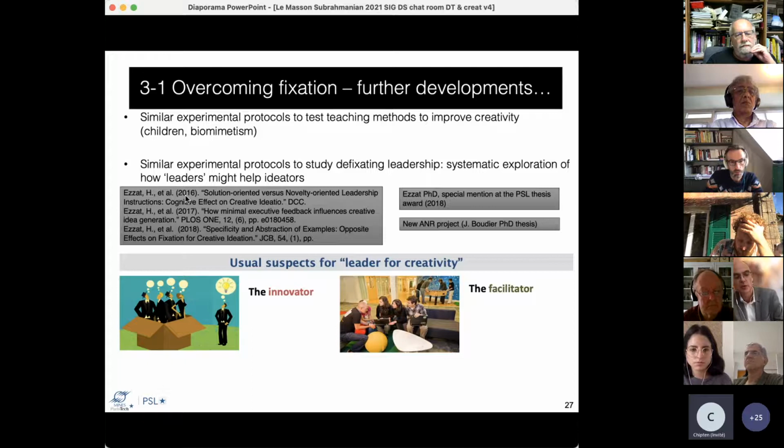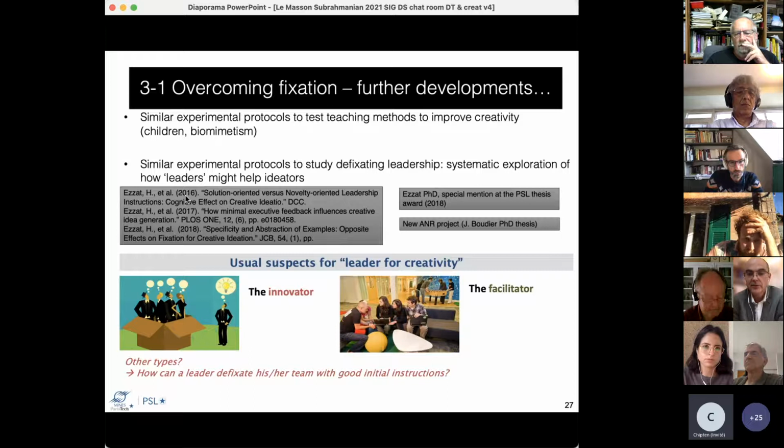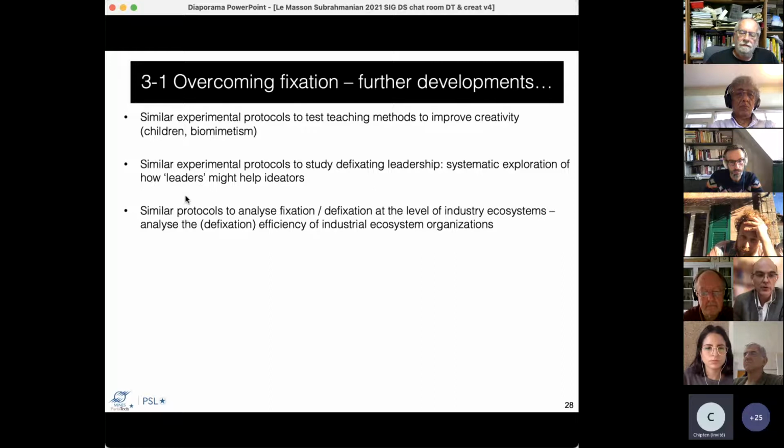Very interesting works show that it's possible to have a defixating leader, someone who is able to give instruction to his team, and the team will be defixed thanks to the leader, without the leader being himself or herself an innovator. Experiments were also done to analyze fixation and defixation, not only at the individual level or group level or team level, but directly at the industry ecosystem level.